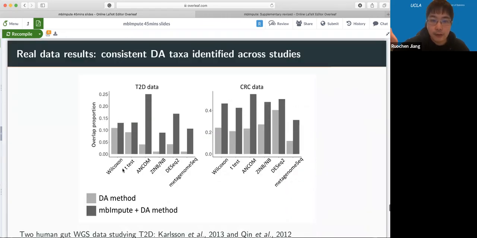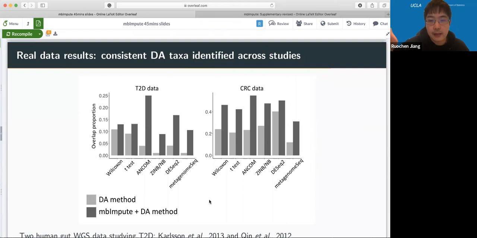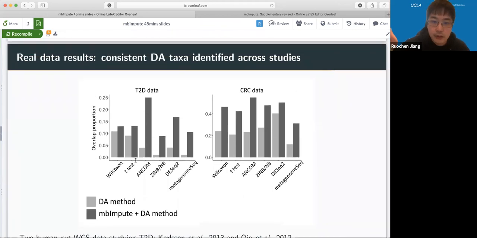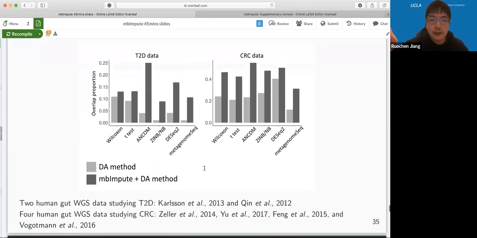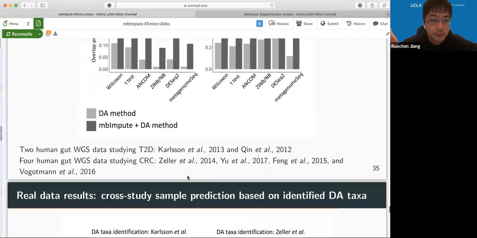Then for the real data studies, I evaluated differences between data sets generated for the same purpose. For example, they are all interested in type 2 diabetes, and they generated 4 different data sets. I want to see if there's overlap in the findings, for example, in the differentially abundant taxa that can be detected in all of the 4 data sets. Here's the result. It shows that after imputation, we have more common findings compared to without imputation.